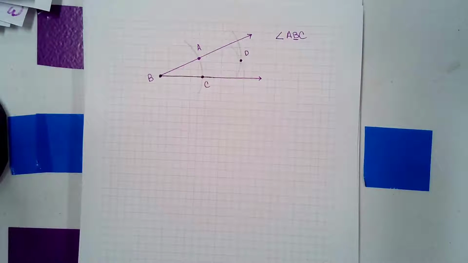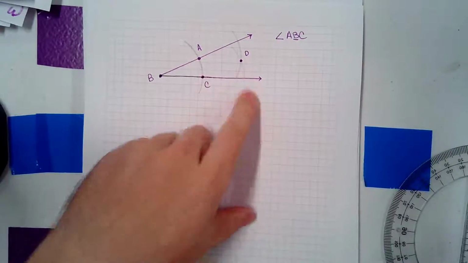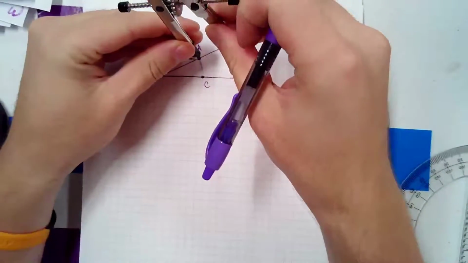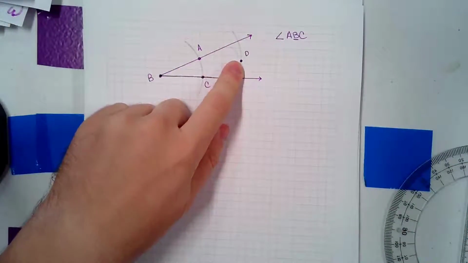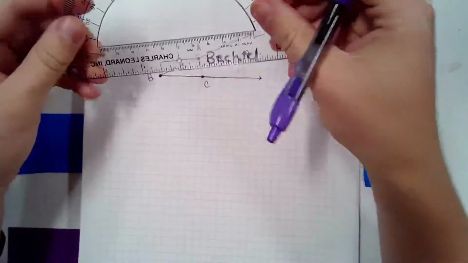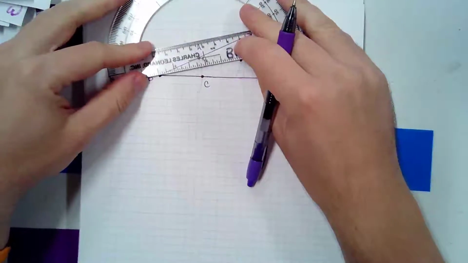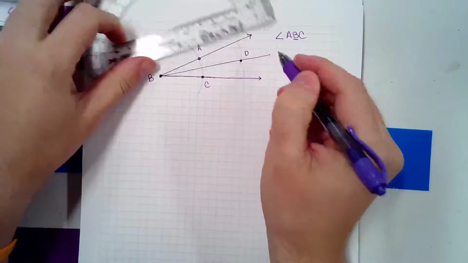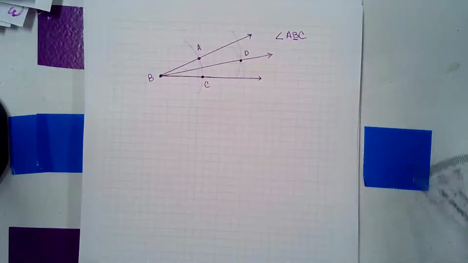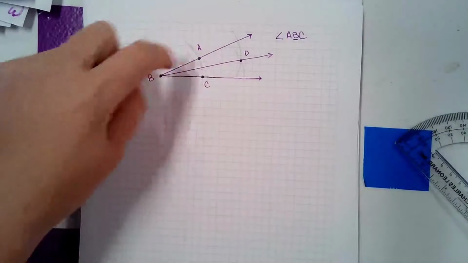Okay, so next thing we're going to do after we have that point, and again, we got that point by putting our compass on A, drawing an arc, keeping the setting, putting it on C, drawing an arc, right? The intersection of those two arcs is going to be point D. Then you can take out your straight edge, or what have you, and if you connect B to D, we now have a third ray that is bisecting angle ABC.